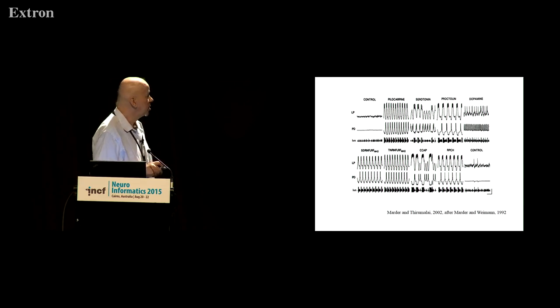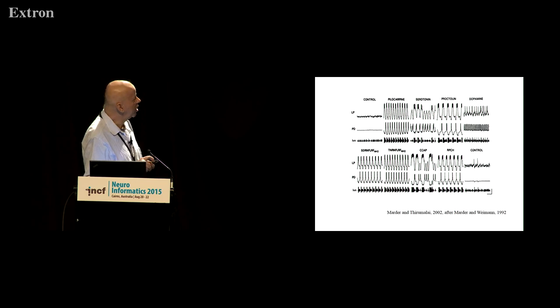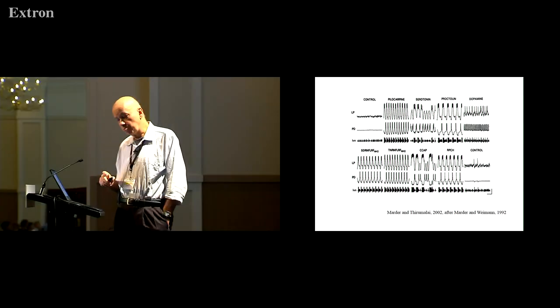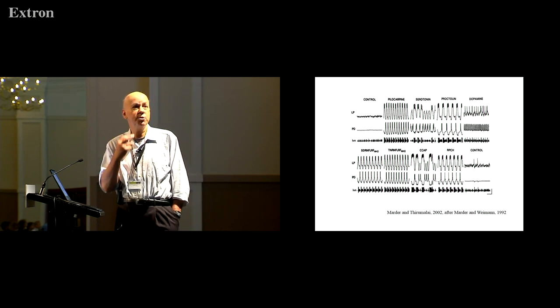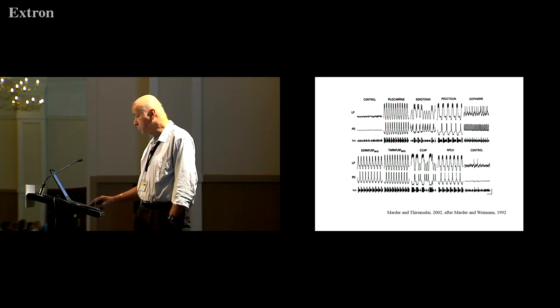Neuromodulators can, as I already mentioned, change the activity of the network. Here we have somatogastric ganglion output under the conditions of different modulators being added. And you can see the same network is producing completely different rhythmic patterns of activity in different conditions of modulation. This is a very common observation in invertebrates and presumably in vertebrates as well.